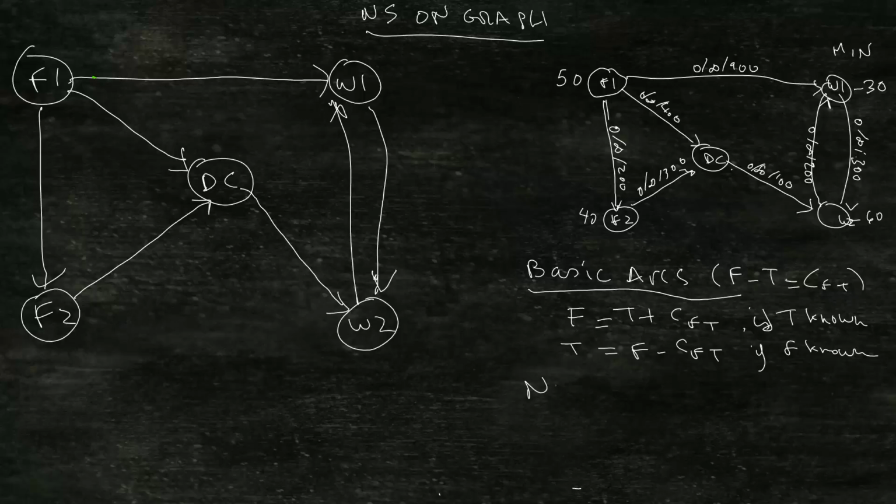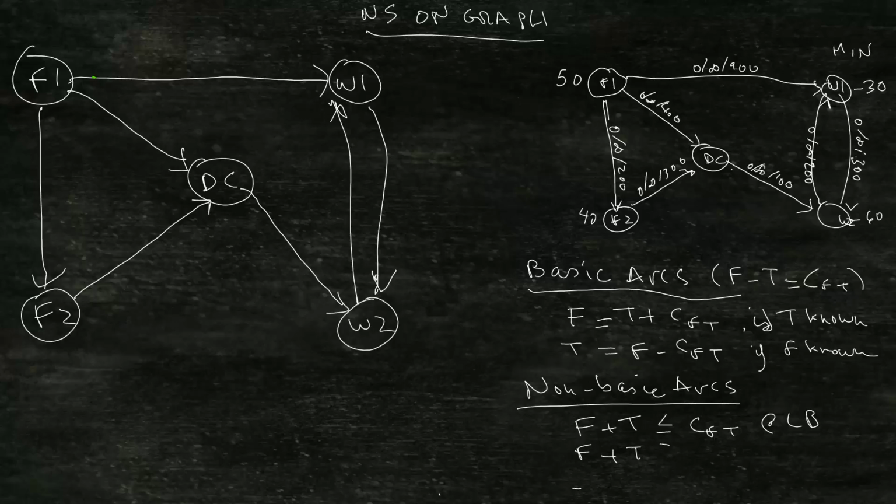And for the non-basic arcs, where we need to check feasibility, we have that f plus t needs to be less than or equal to CFT at lower bound, and f plus t needs to be greater or equal to CFT at upper bound. And we'll keep this space here right below the diagram, but there really aren't that many calculations that we need to make that are not on the graph.